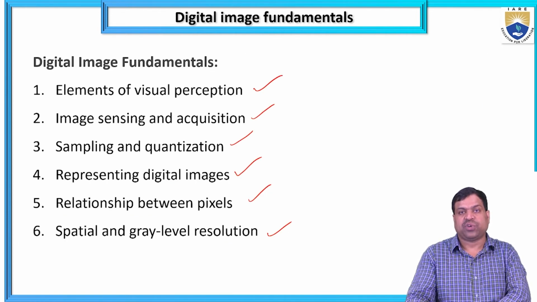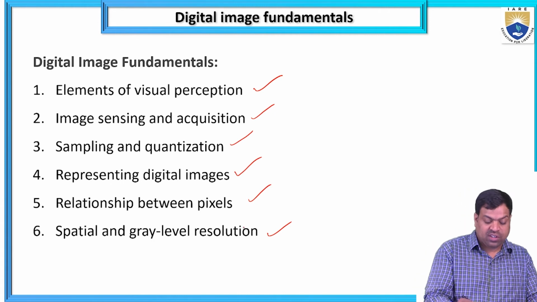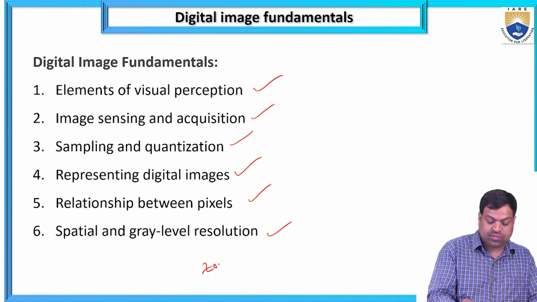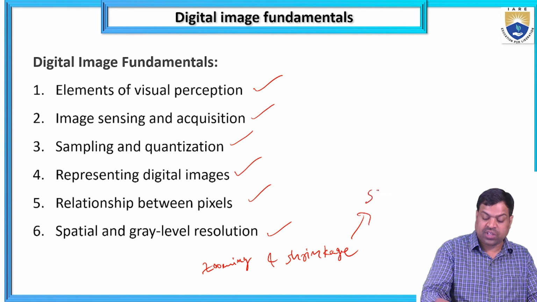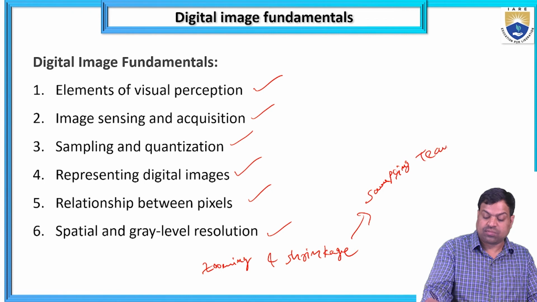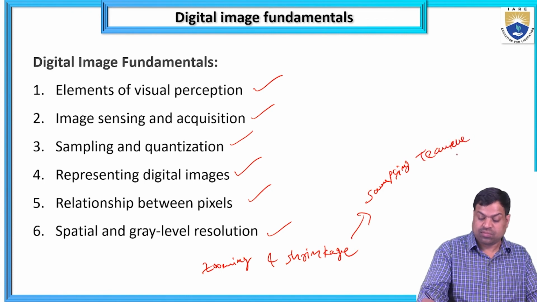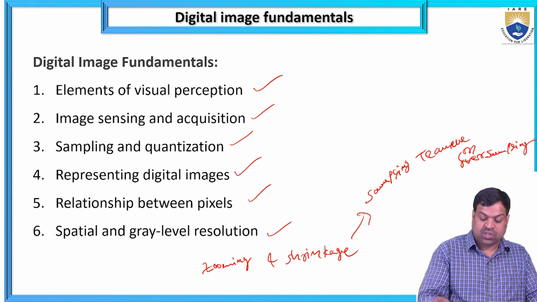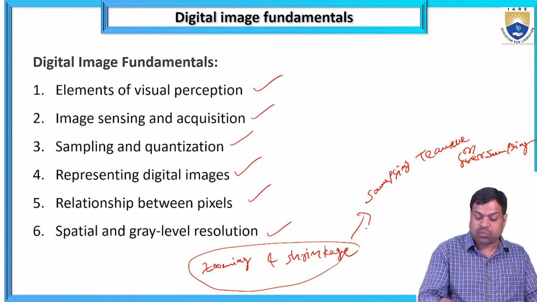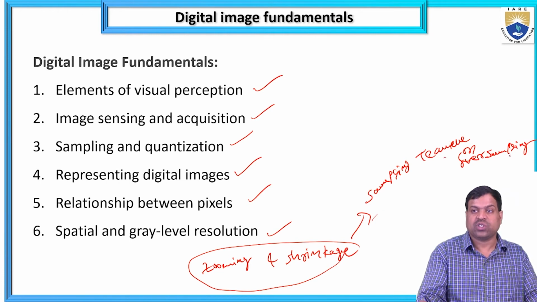And digital image fundamentals play the major role. So here when I am going for the zooming and the shrinkage, we are applying the sampling technique, or oversampling. So in the zooming and shrinking process, we are applying the sampling technique, that is an oversampling technique.